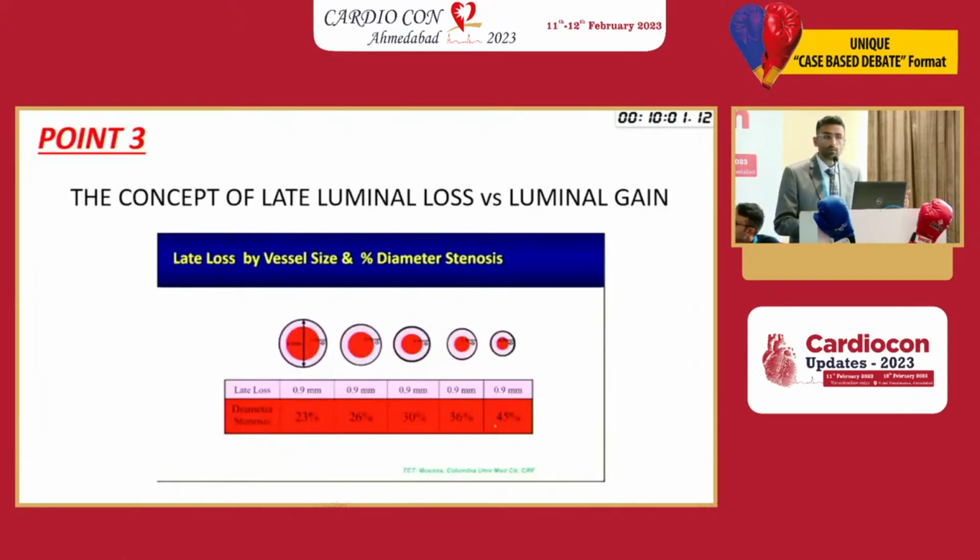So coming to the concept of late luminal gain and late luminal loss. Whenever you implant a stent, you have a late luminal loss, while in the case of a DEB, because of the drug, it proliferates into the intima and the media. There is a favorable positive remodeling, and ultimately you get a favorable luminal gain and not a loss.